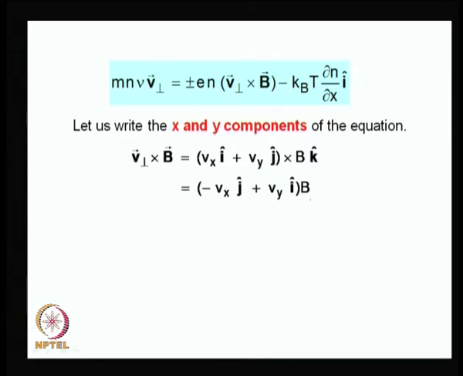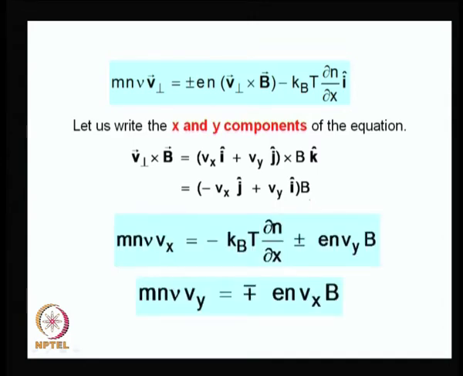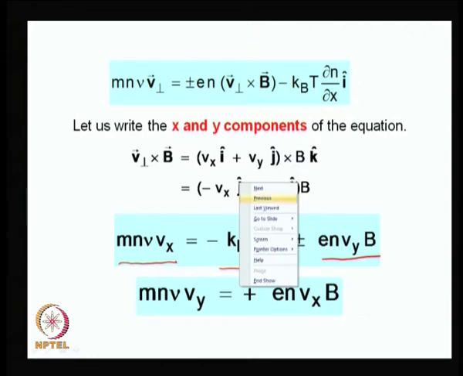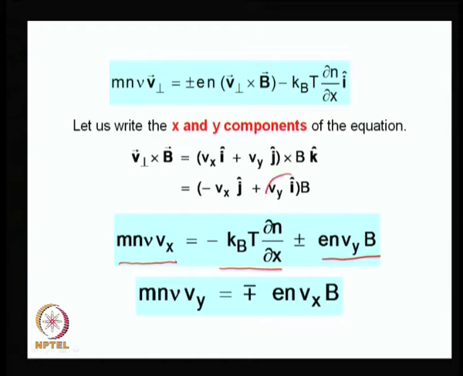If you apply the definition of the cross product, then you can simply write the equation of motion for the Vx and Vy components. You just take the x component of V perp and the x component of V cross B term, and you get this. The density gradient term is already there, and you get this term from the x component of V cross B term. This is the x component, the Vy i cap.